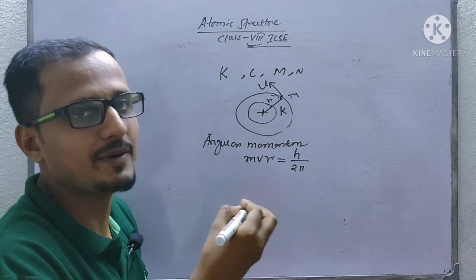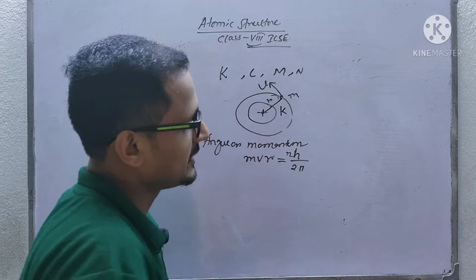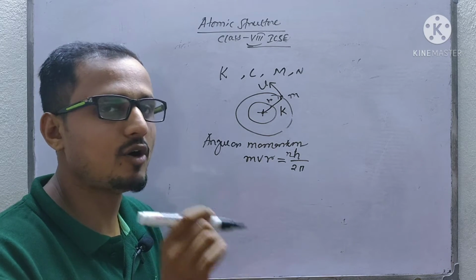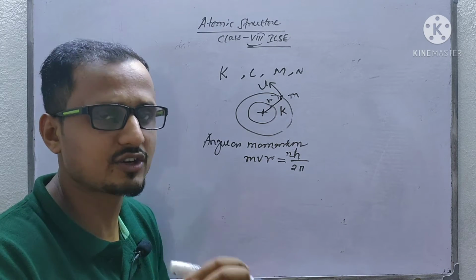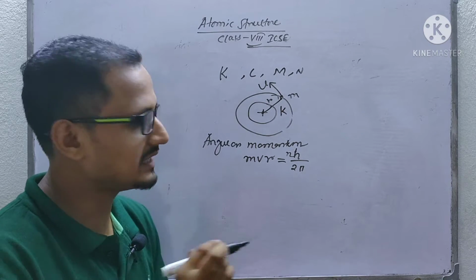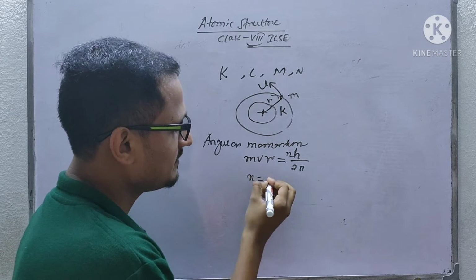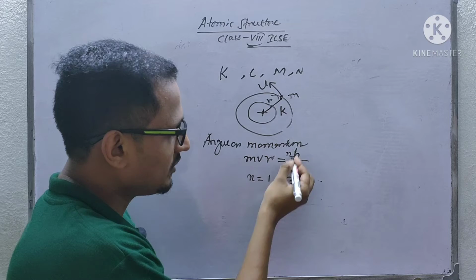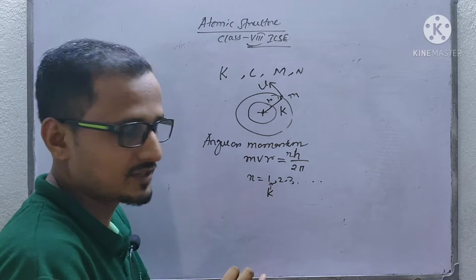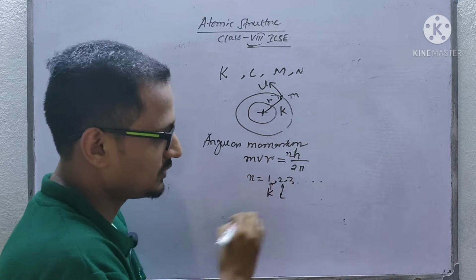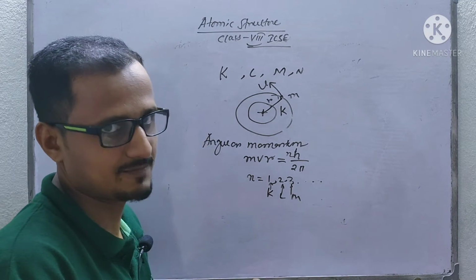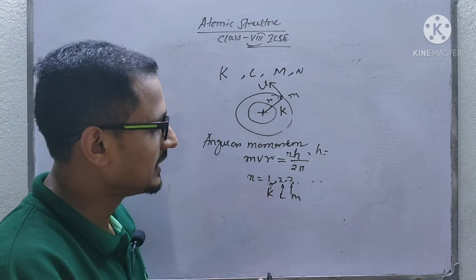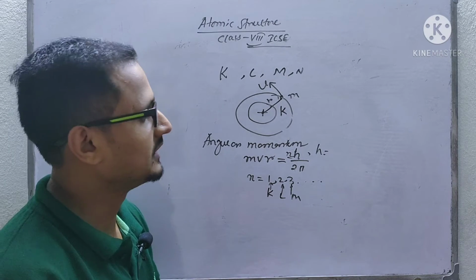and it is equal to an integral multiple of h by 2 pi. Here it will be nh by 2 pi, because you have to mention the orbit or the state in which the electron is. Here n is an integer: 1, 2, 3, like that. For K orbit the value of n will be 1 because it is the first orbit, for L orbit n equals 2, for M orbit it is 3. Here h is Planck's constant, which comes from quantum theory, and n is called the quantum number.